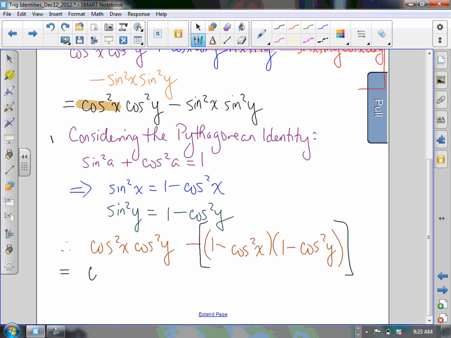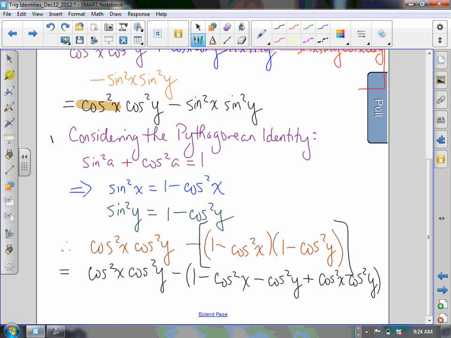So moving forward, let's do the expansion. So we'll have positive 1. We'll end up with minus cos squared x, okay, minus cos squared y, plus cos squared x, cos squared y.